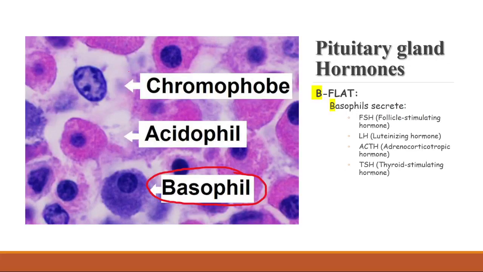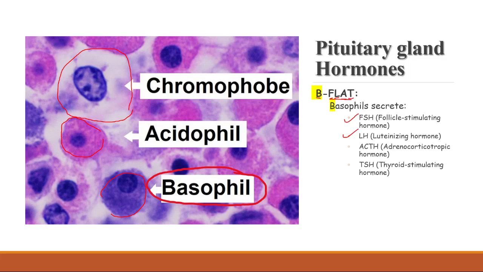So each one of these cells stain differently. So we have cells that stain basophilic, and they look basophilic like that. We have other cells that are stained acidophilic, and that are not really stained, or chromophobe, okay, or light purple like that. So the way to remember which ones secrete which hormones, just remember B flat, okay, B flat. Basophils secrete FSH, LH, ACTH, and TSH, okay?